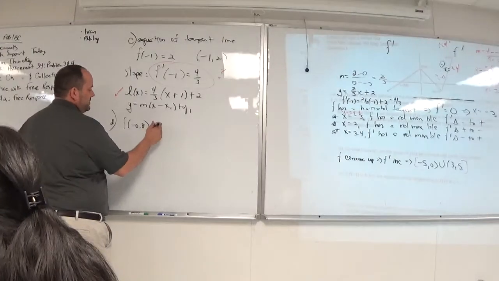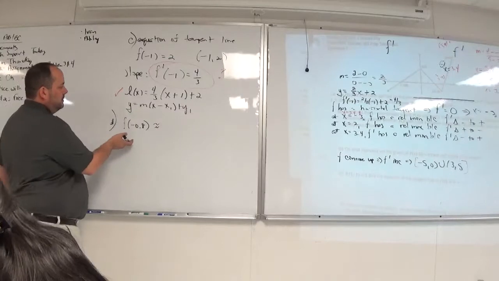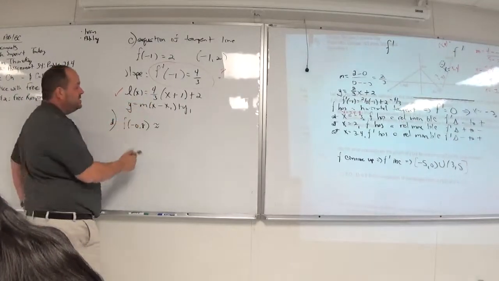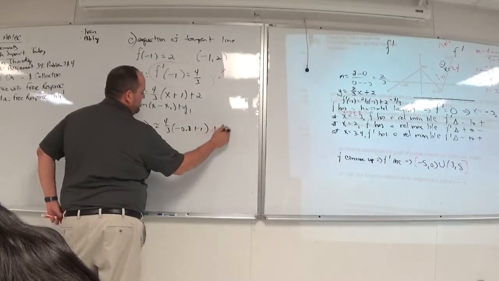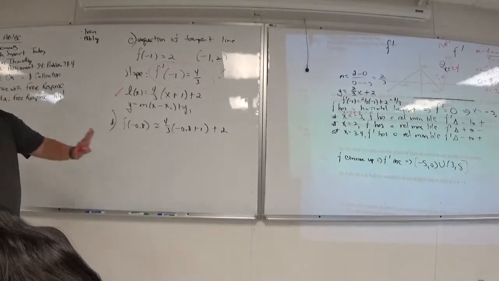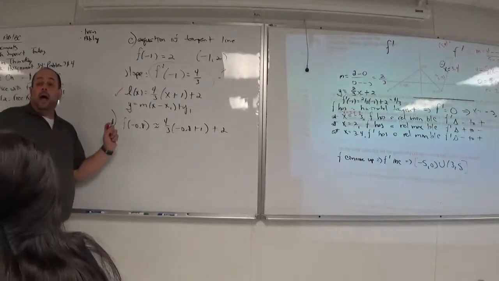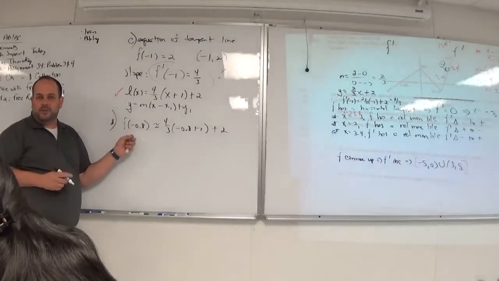So I saw most folks have on their paper f of negative 0.8. Gosh, how are we going to find that? You just plug into the tangent line. So it's going to be 4/3 times negative 0.8 plus 1 plus 2. What is that? I don't care. No one cares on the free response. You leave it. I've heard good conversation, but I haven't heard anybody that actually knows whether this is an overestimate or an underestimate.